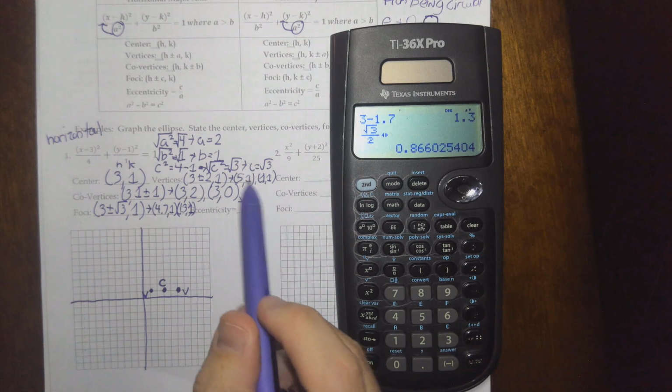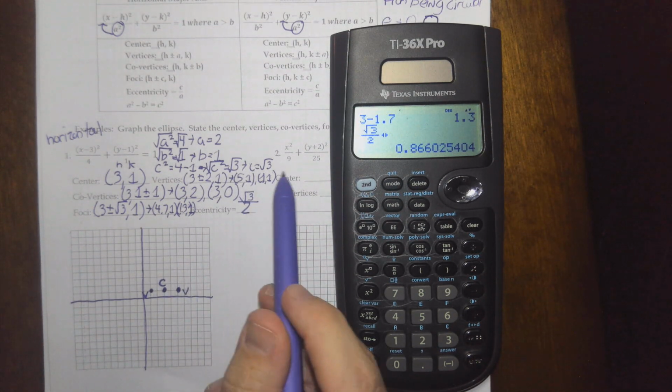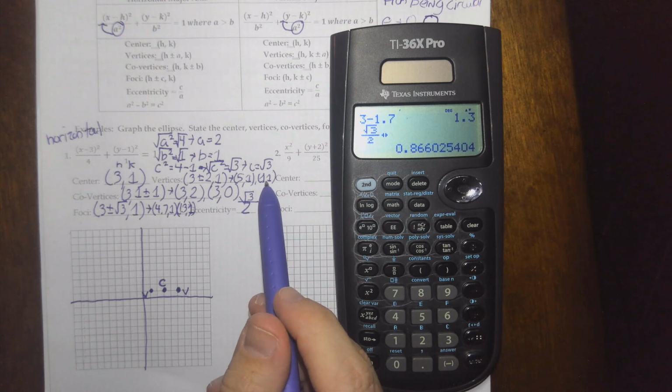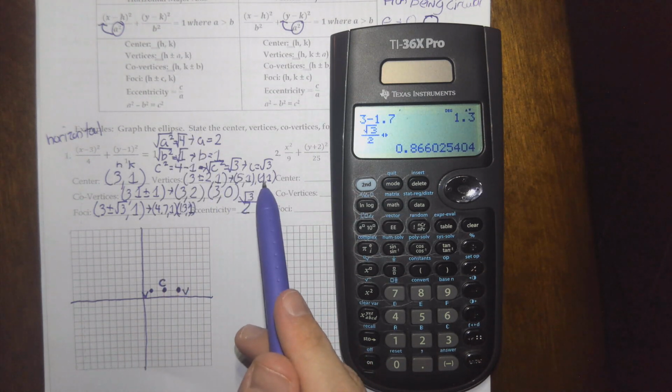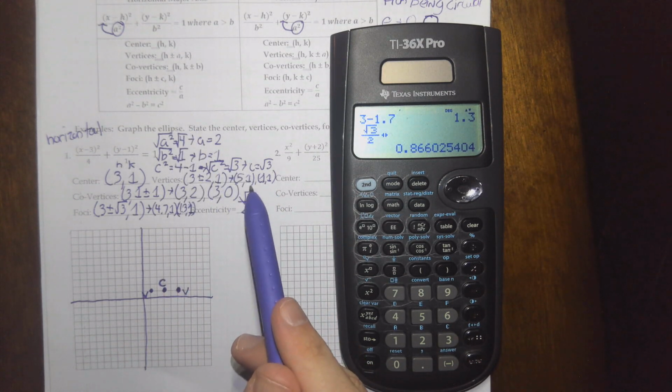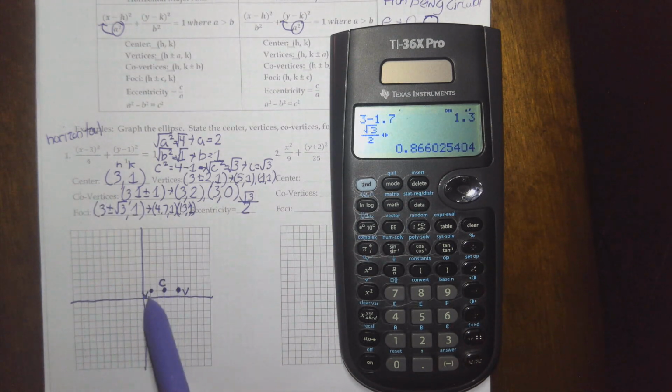When you check these 2 points, what is this point? This looks like 5, 1. Was that one of our points we had up here? Yes, it is. This is 1, 1. Yes, it is. So we did everything correctly. We followed our formula well and got our vertices. Since this is a horizontal ellipse, our vertices are going to be to the left and the right of the center.